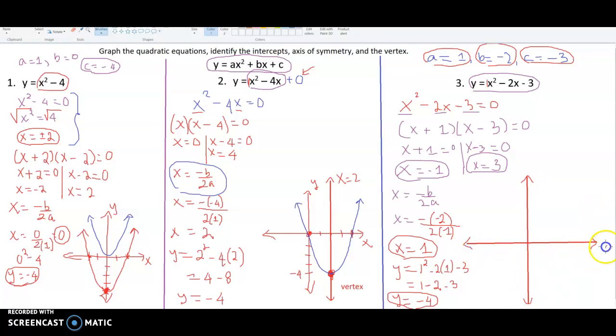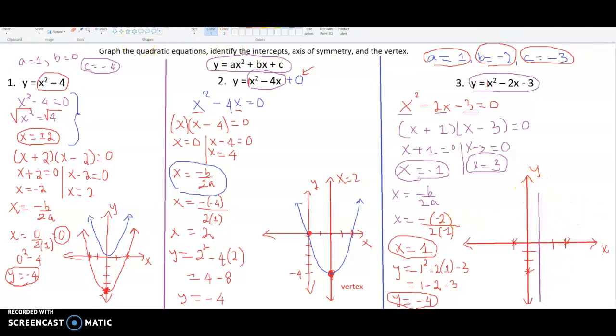Okay? That's my x-axis and that's my y-axis. All right, the y-intercept is -3. 1, 2, 3. That's my y-intercept. The x-intercept is -1, right there, and +3. 1, 2, 3. And based on this, I can see the axis of symmetry. What's the midpoint between -1 and 3? It definitely has to be +1. Okay, the axis of symmetry is +1 right there.